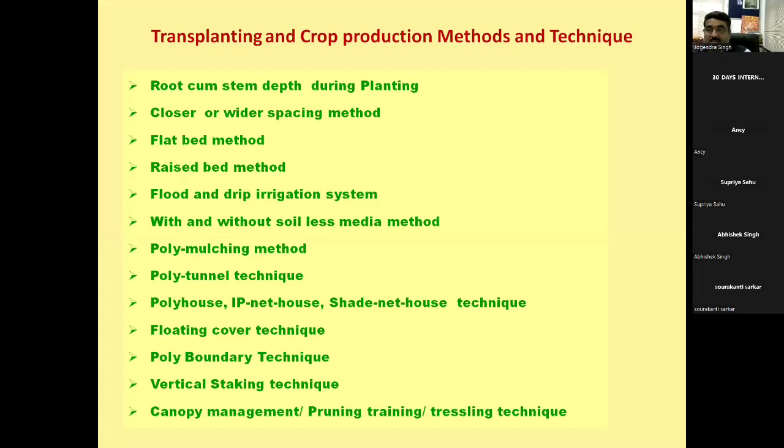But in the polyhouse, a protected condition, the tomato plant is planted in August and harvesting starts in October. October, November, December, January, February, March, April, May. This is 8 months, so 7 to 8 months of harvesting. In open field it is 3 months and here 7 months. So this is the beauty of protected cultivation.